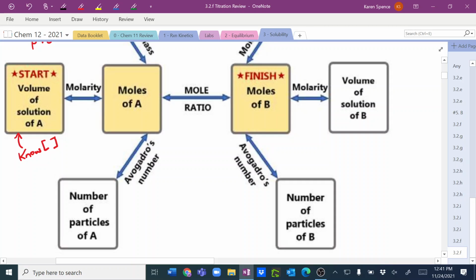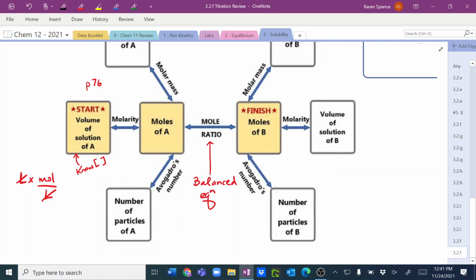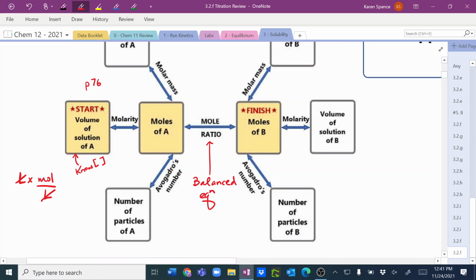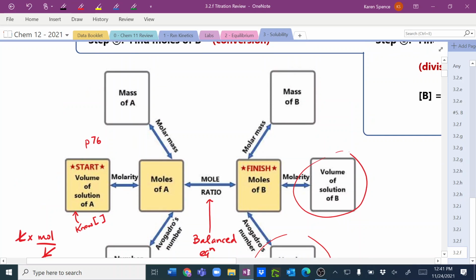The second step is always going to be using your balanced equation, because where does your mole ratio come from? It comes from the balanced equation. And you'll use that to find your moles of substance B, right? So you'll use like the 2-to-1 ratio or the 1-to-1 ratio or whatever it is. And from there, you get to figure out what you are being asked for. You might be asked for the volume of the solution. You might be asked for the number of particles. You might be asked for the mass.